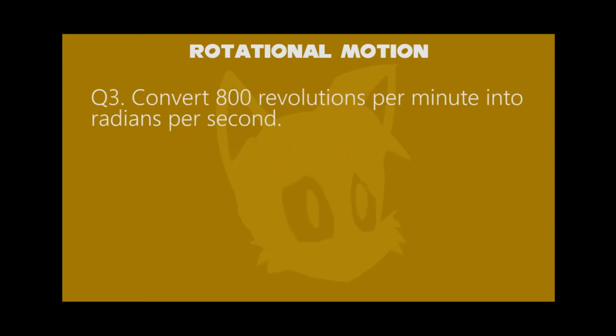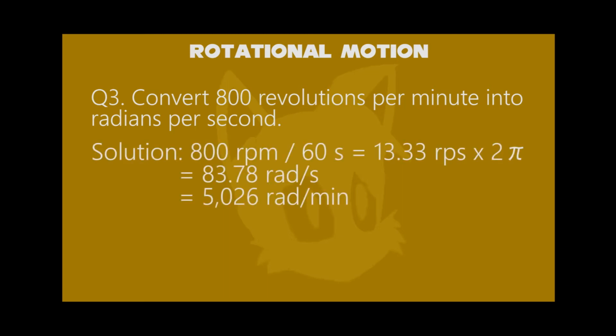Third question, this is in terms of RPM. Convert 800 revolutions per minute into radians per second. The answer is 83.78 radians per second.